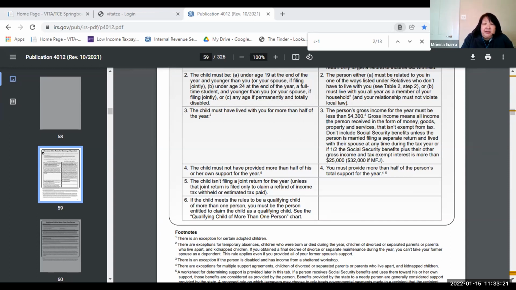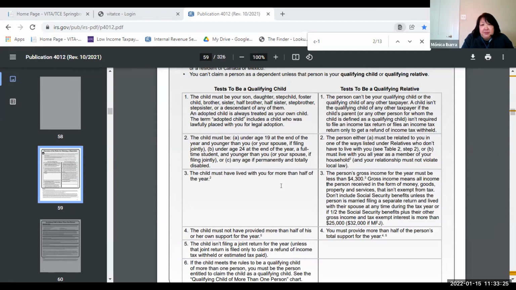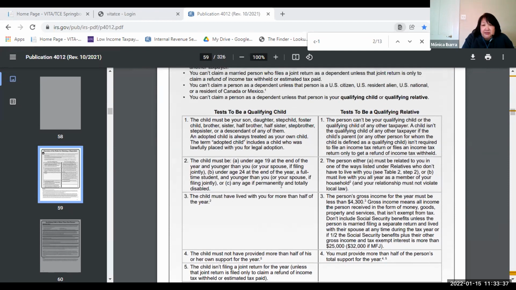So that not only entitles me to claim my child as a qualifying child, but because of the specific situation where I have lived apart from my spouse and have a qualifying child, that entitles me to file head of household instead of married filing separate, which is really an advantageous filing status, and for possible earned income credit, and then the child tax credit.